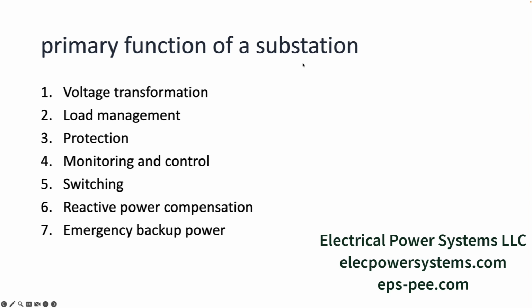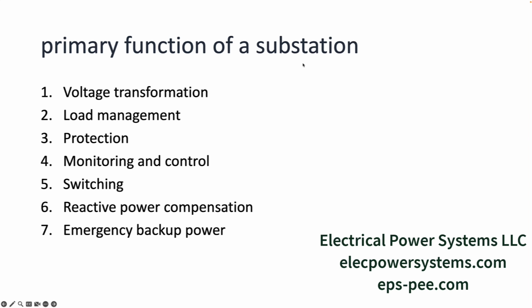Monitoring and control. Modern substations may include sophisticated monitoring and control systems that allow operators to monitor the flow of electricity and respond to changing conditions in real time. This can help improve the efficiency and reliability of the electrical grid. Switching. Substations also serve as switching points for power transmission and distribution. This means that they allow power to be routed through different transmission and distribution lines as needed to ensure that power is delivered to consumers efficiently and reliably.